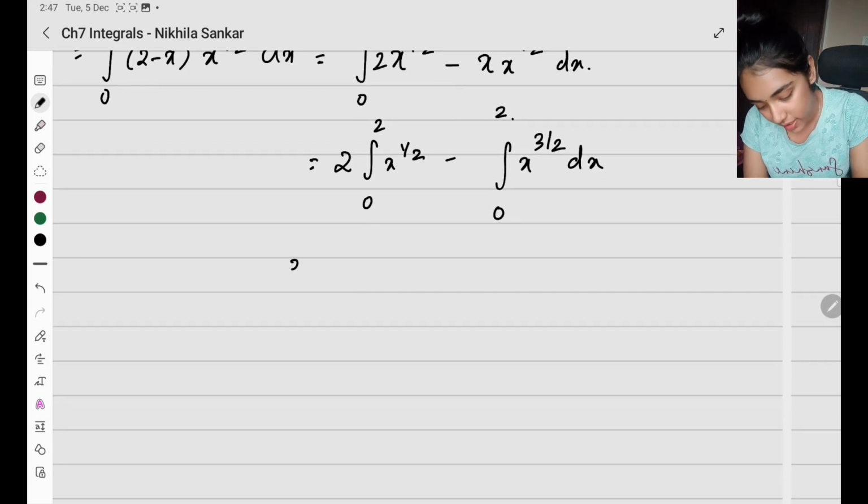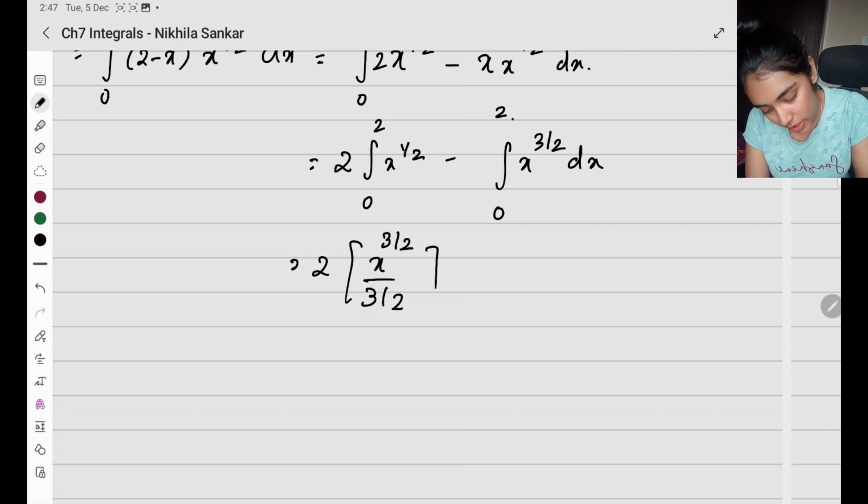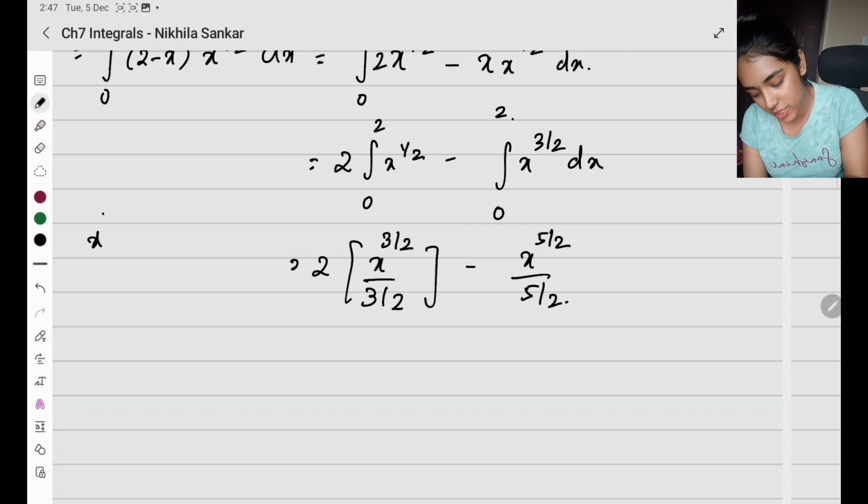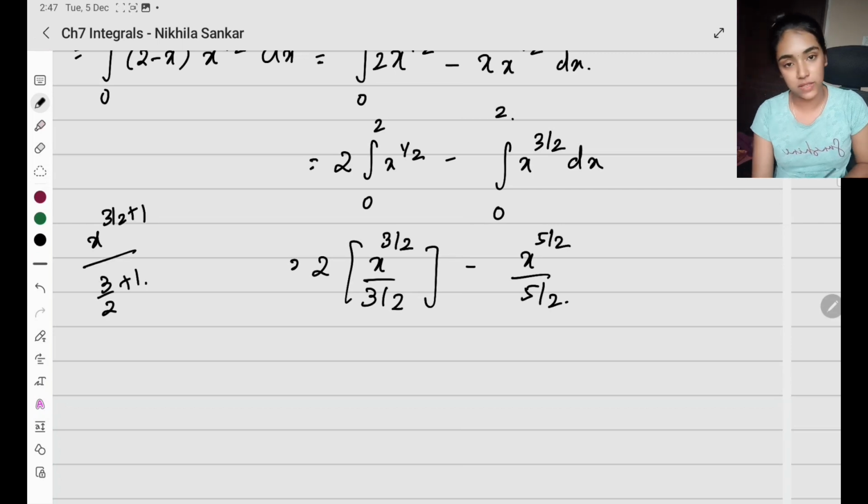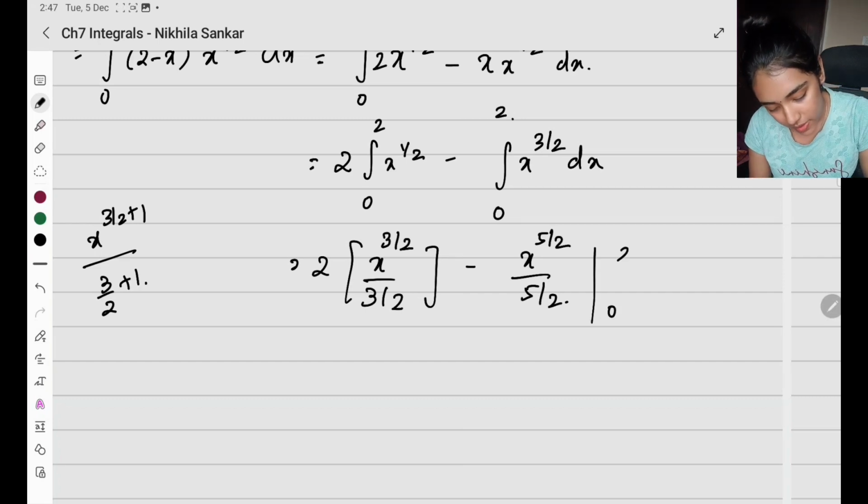So taking the integral, I have 2 times, opening the bracket, x to the power 3 by 2 divided by 3 by 2, which becomes 2 by 3. I'll write it in the next step. This becomes x power 5 by 2 divided by 5 by 2. Correct? X to the power 3 by 2 plus 1 divided by 3 by 2 plus 1. Since we have solved so many integrals, you should also know the direct answer. Okay? From 0 to 2.